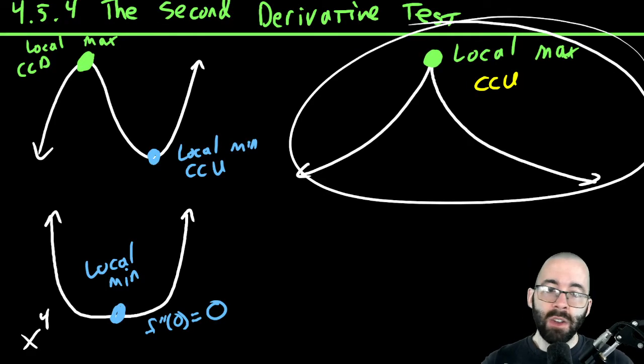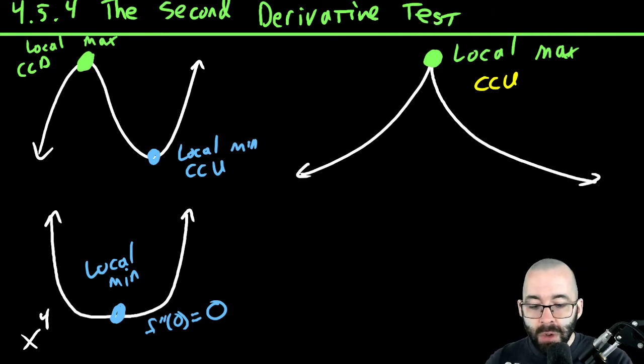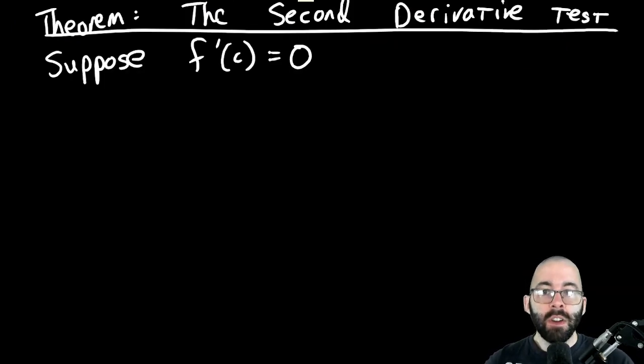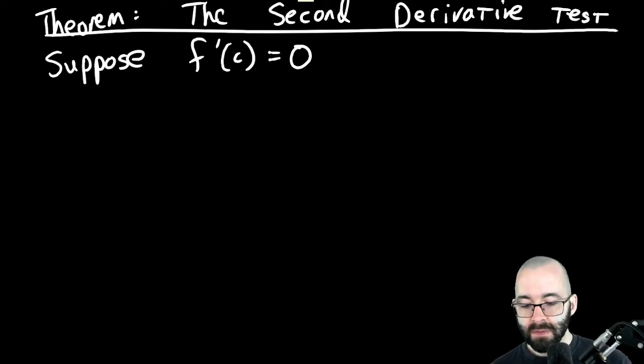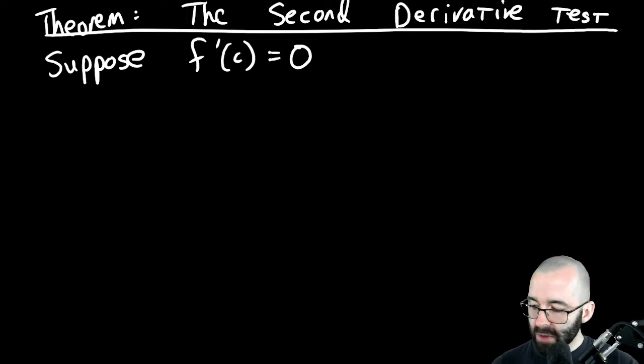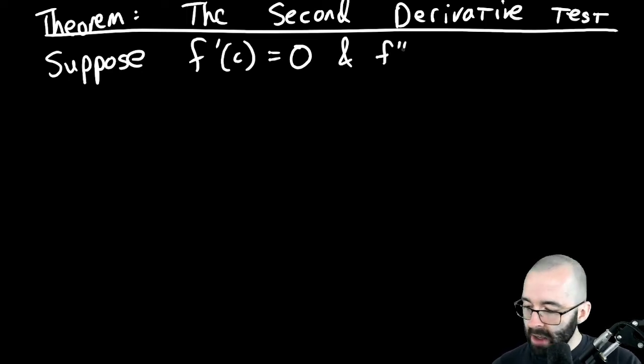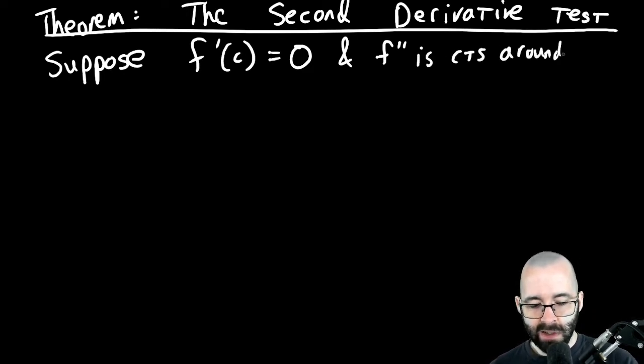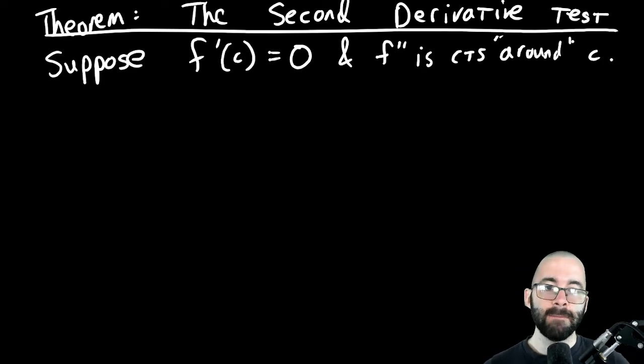So you can't use the second derivative test right here. You can only use the first derivative test. First derivative test does work here. Second derivative test does not work here because the second derivative test only works when the first derivative exists. It does not work on all critical points. All right. Suppose the first derivative is 0 and f double prime is continuous around c. So it's continuous on an open interval containing c.